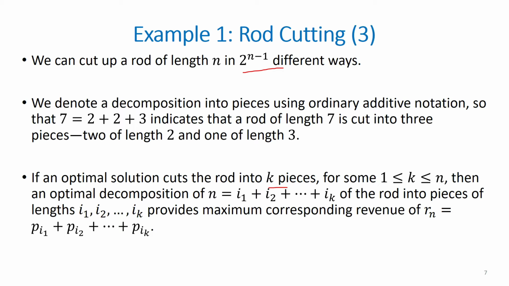Here, i1, i2, and ik are lengths of rod pieces 1, 2, and up to k starting from the left end. Since the above decomposition is optimal, its corresponding revenue, denoted by Rn, can be obtained by summing up the price for each piece of length i1, i2 up till ik. So these prices are denoted by P_i1, P_i2 up till P_ik.